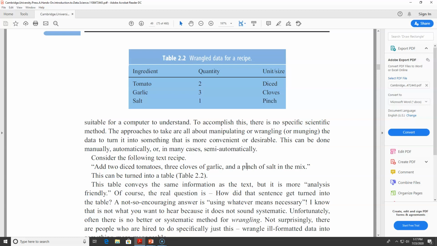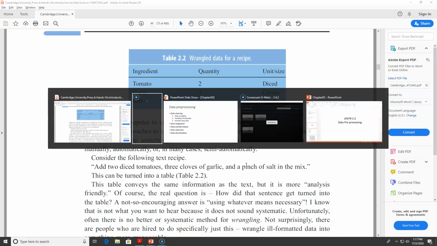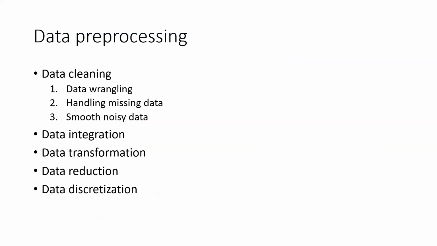Here it is very important to mention that there is no specific approach or systematic approach. There is no specific technique through which you can perform data wrangling. However, you have to decide and use your own method or strategy to convert data from source format to the desired format, meaning a format which is more appropriate for data analysis. So this is data wrangling.